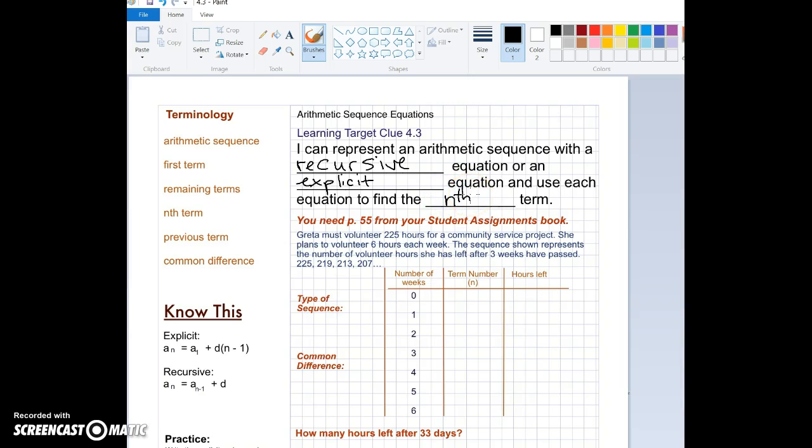All right, you're going to need your student assignment book. You're going to need page 55 because we're going to do some problems out of that book. But before we do anything, let's go over some terminology.